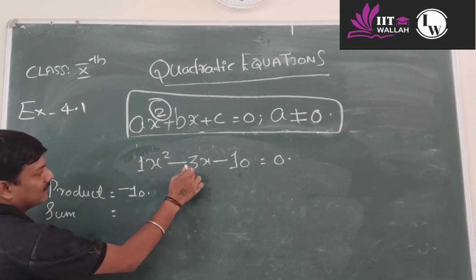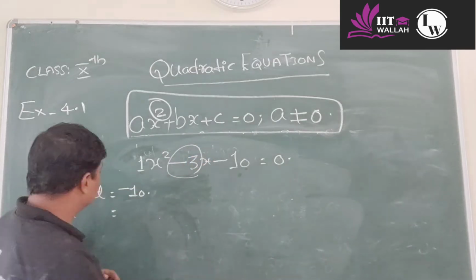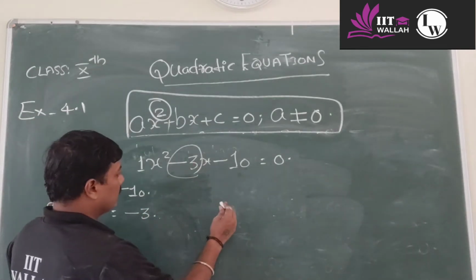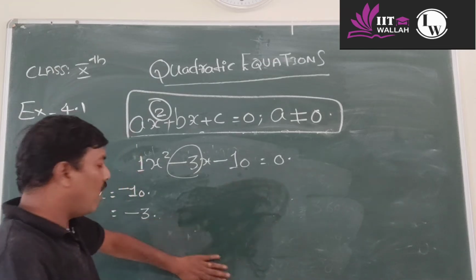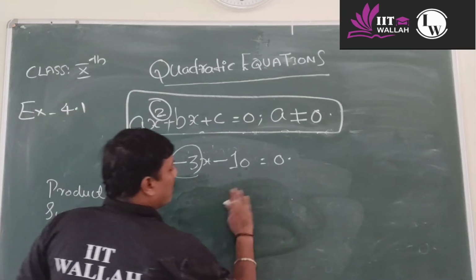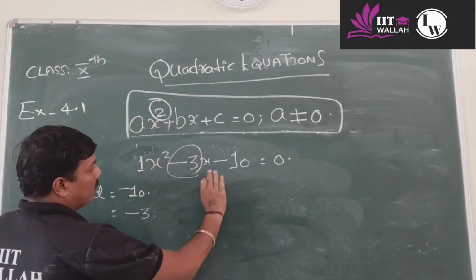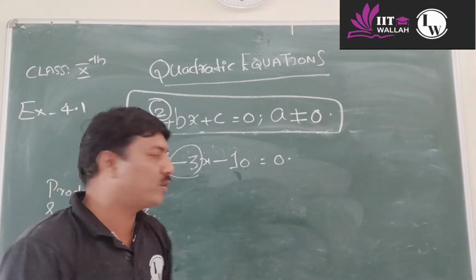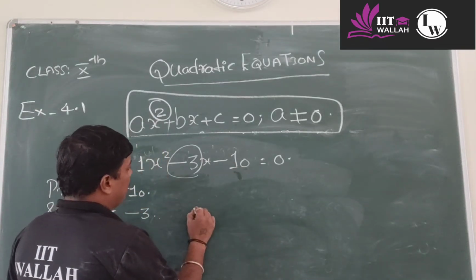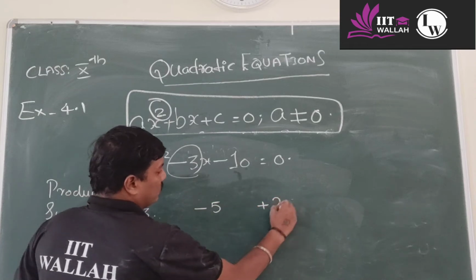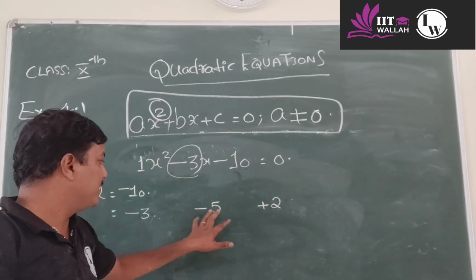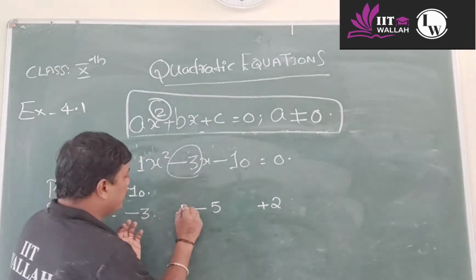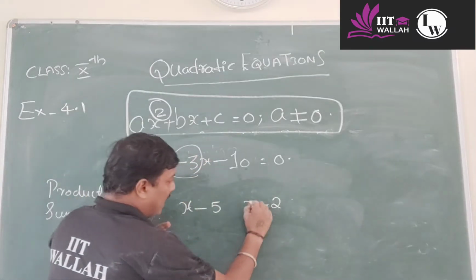The sum will be the coefficient of x, so it is minus 3. So therefore the numbers are, you listen how I am explaining this. The product is minus 10, and so we understood that the numbers are 5 and 2, and that is minus 5 and plus 2. You write with the sign, it is minus 5 and plus 2. You write with the sign, and in the left side you add an x and add an x.